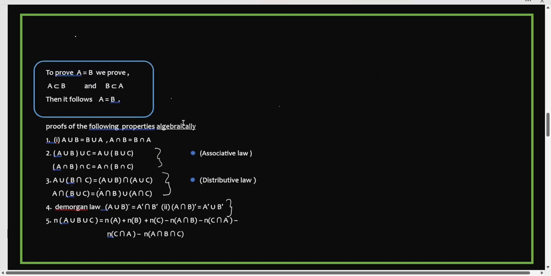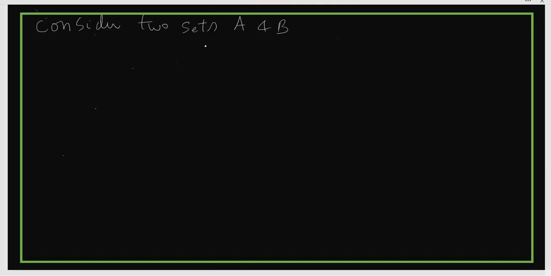In this video, we are going to use this concept a lot. To prove A is equal to B, we prove A is a subset of B and B is a subset of A. Then it follows that A is equal to B. I will discuss this in the later part of the video. These are the proofs we are going to learn in this video and the next videos. So consider two sets A and B.